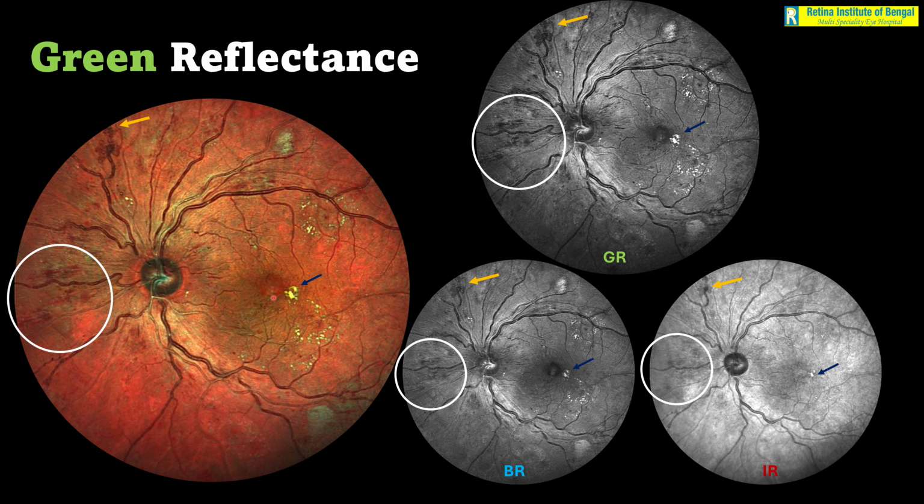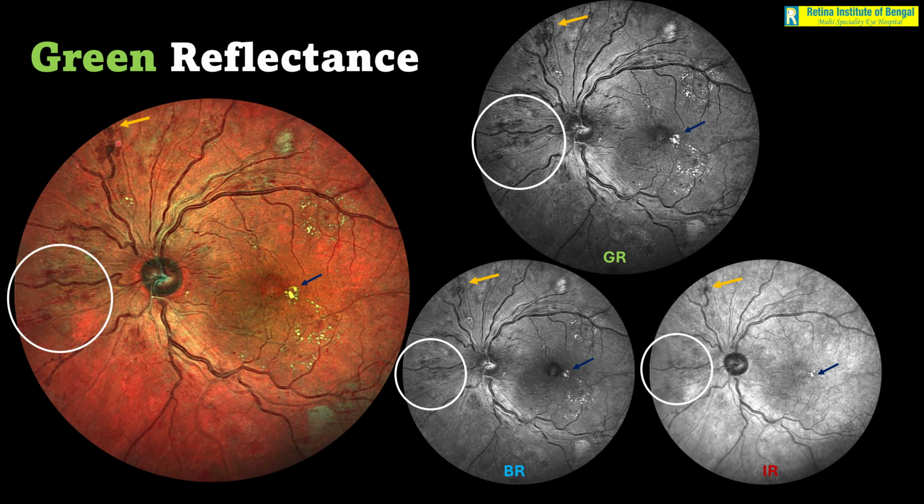Next, let us look at the hard exudates. Again, you can see it is best seen with the green reflectance image, hardly made out in the infrared, because it is not something located in the outer retina, and also barely seen in the blue reflectance image.